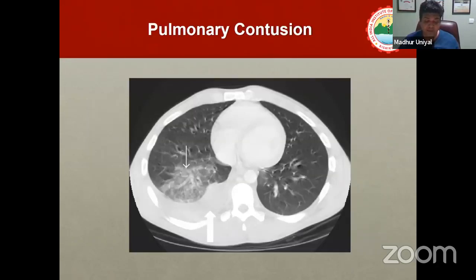And what are pulmonary contusions? So when we see a picture like this, where there is a focal, non-segmental parenchymal opacification, which is usually peripheral, and, cherry on the cake, if there's a rib fracture adjacent to it, you can very well say that it's a pulmonary contusion.